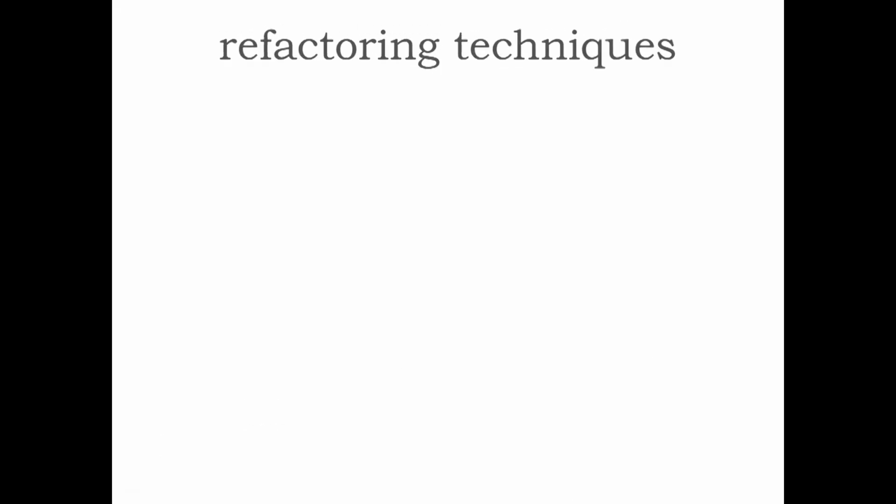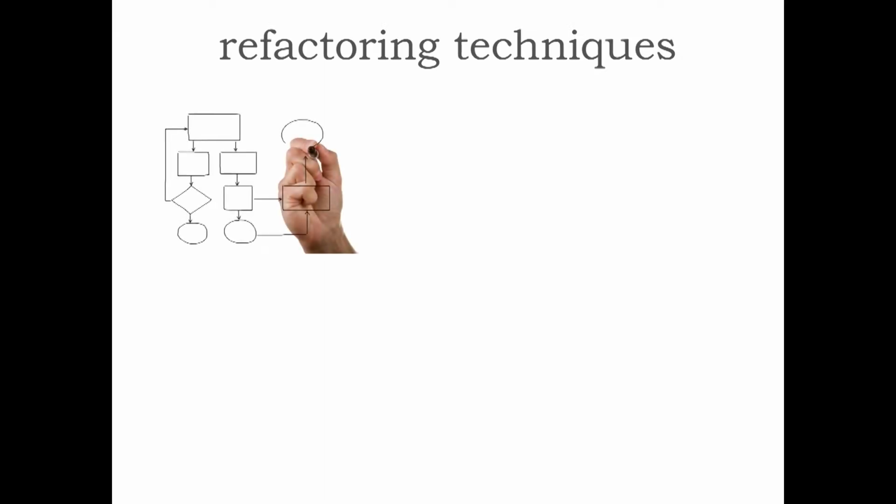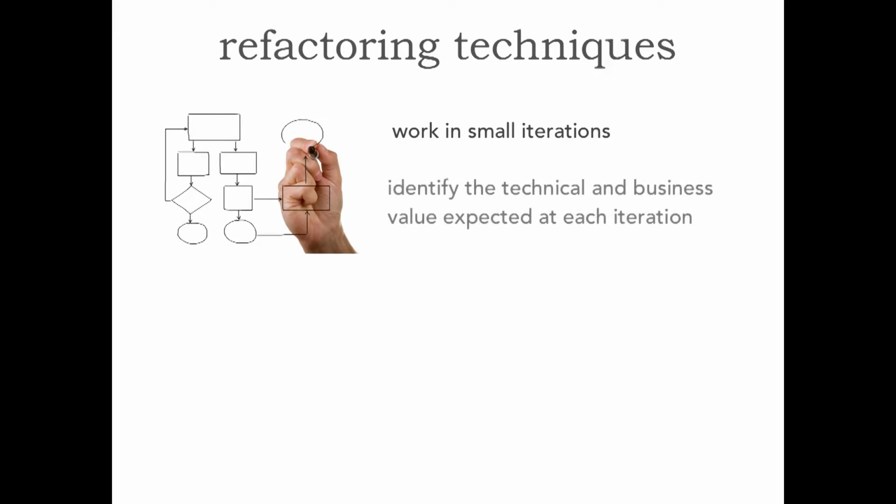So the fourth step in the process is the refactoring techniques. This is building out a plan. And this is, I guess, probably the funnest part of these 6 steps. But essentially there are 4 main tips here. The first is quite simply to work in small iterations. And also in each iteration, be sure to be able to identify the technical and business value expected.